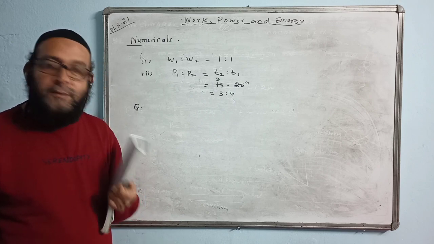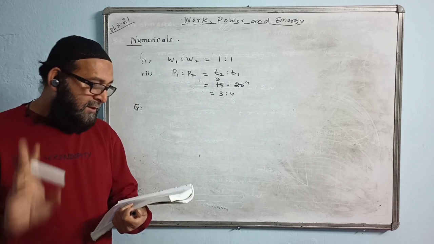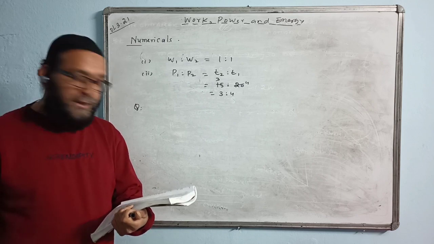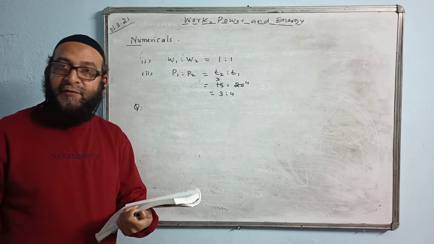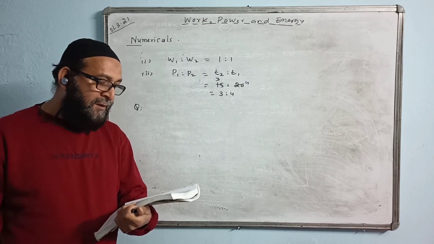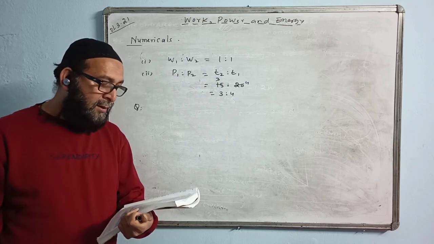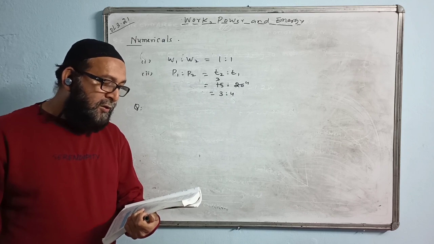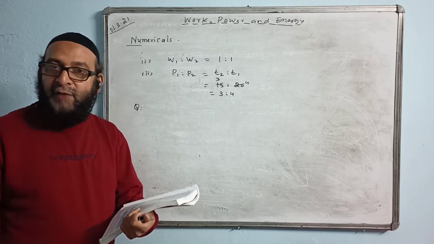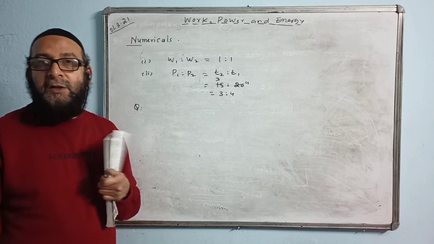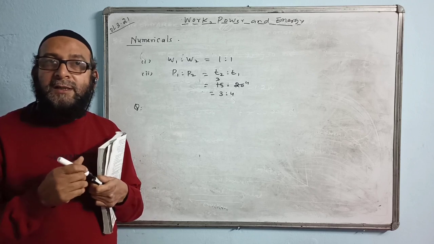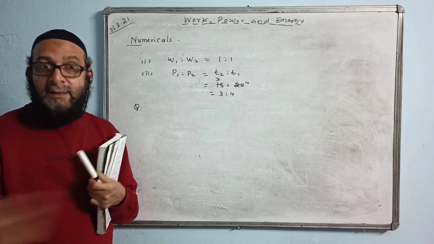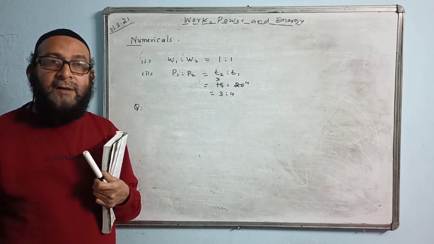What is the ratio of work done? There is a boy weighing 40 kg who climbs up 15 steps, each 15 centimeters high, in 10 seconds, and a girl of weight 20 kg does the same in 5 seconds. What is the ratio of work done? Don't say the work done is the same, because the mass of the boy and the mass of the girl are different. So the work done will not be the same.